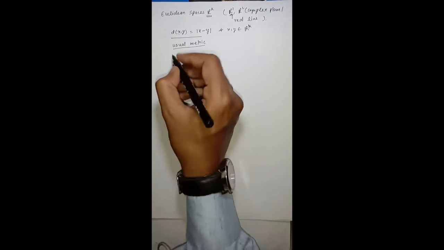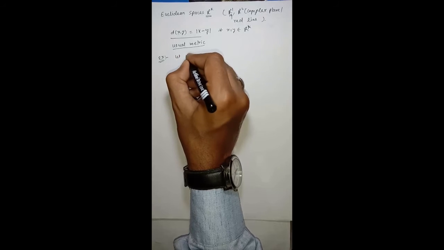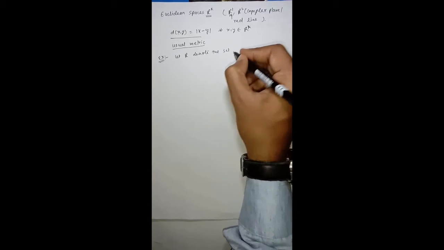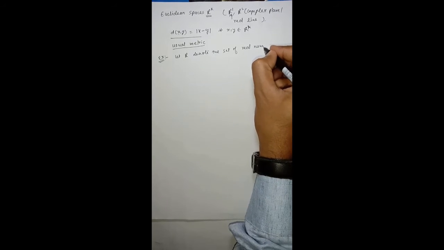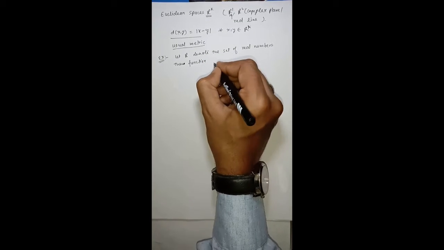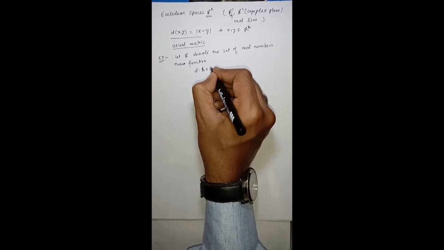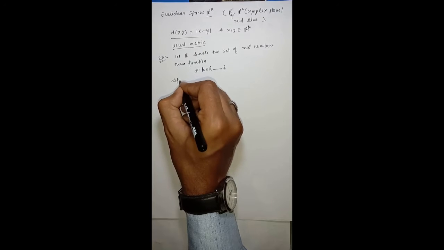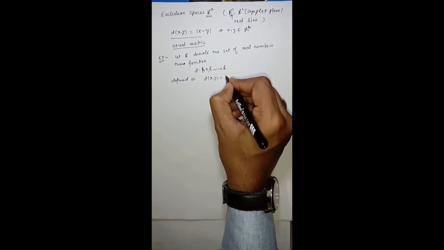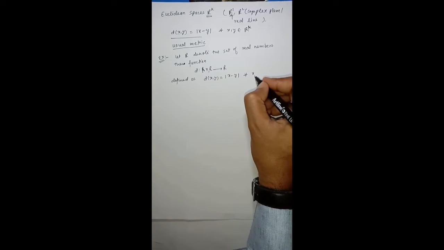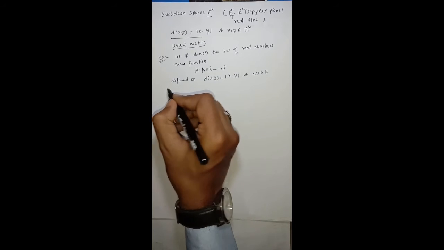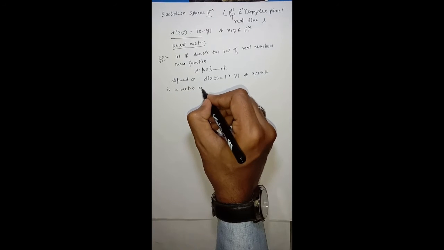Usual metric. Now example number 1. Let R denote the set of real numbers, the function d from R cross R to R defined as the distance between x and y is equal to mod x minus y for every x and y belongs to R, is a metric on R.